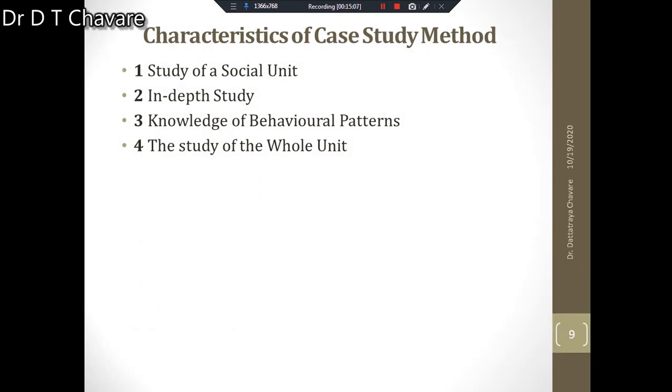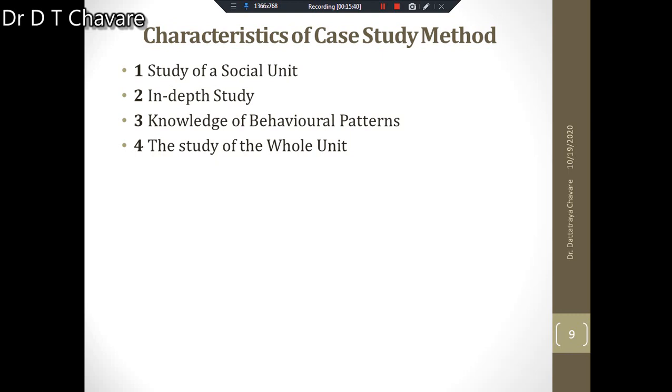Now, what are the characteristics of the case study method? We have to understand the different characteristics of the case study method. Here I have given four characteristics. Many definitions are there, but I have given some selected definitions here. From the above definitions, we may derive the following characteristics of the case study method.